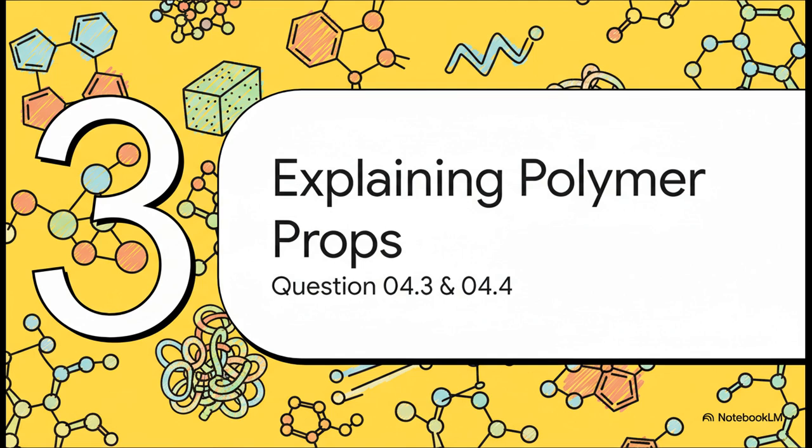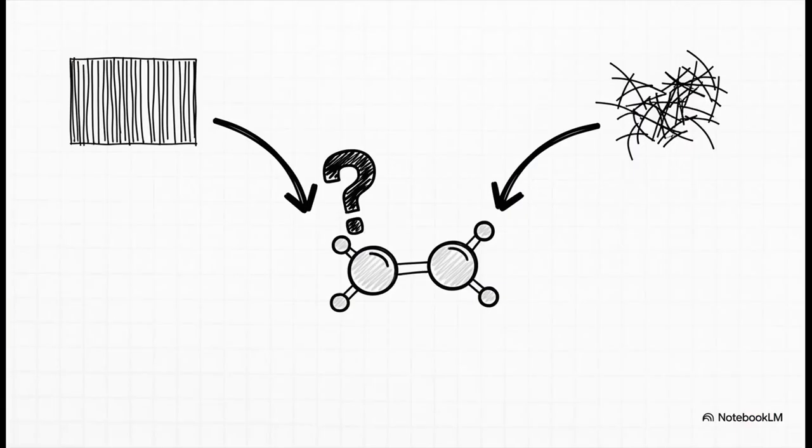Okay, let's keep digging into these polymer properties. Now, this next part of the question is really interesting, actually. It's all about how you can take the exact same monomer and create plastics with totally different characteristics. How cool is that? So, question 4.3 asks, how are low-density and high-density polyethylene produced from the very same monomer? I mean, think about it. It's a great question. You've got one building block, ethene, but somehow you end up with 2 completely different plastics. How on earth is that possible?